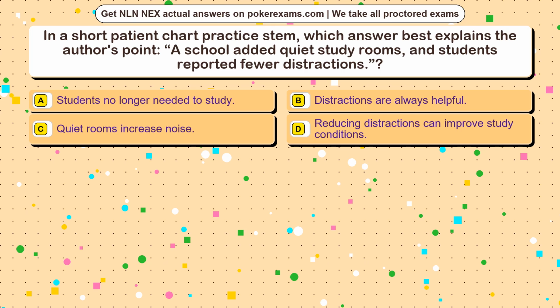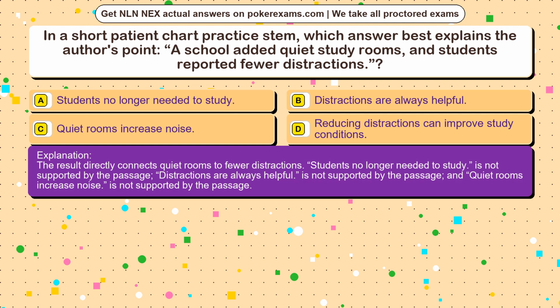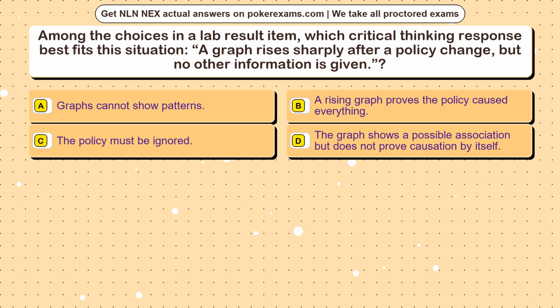The correct answer is option. The result directly connects quiet rooms to fewer distractions. Students no longer needed to study is not supported by the passage. Distractions are always helpful is not supported by the passage, and quiet rooms increase noise is not supported by the passage. Question 15. Among the choices in a lab result item, which critical thinking response best fits this situation?